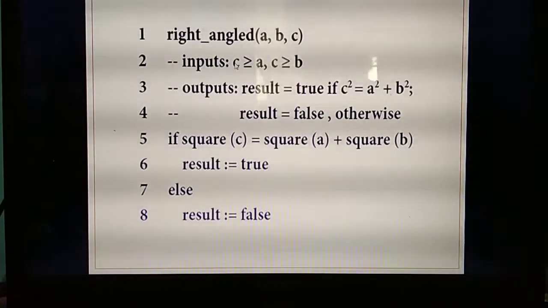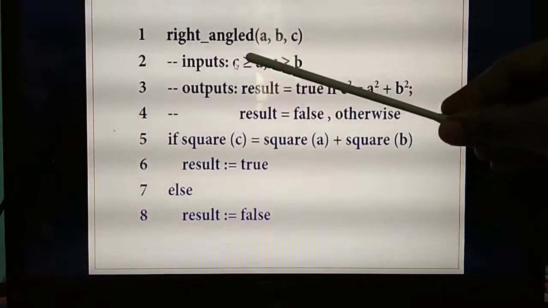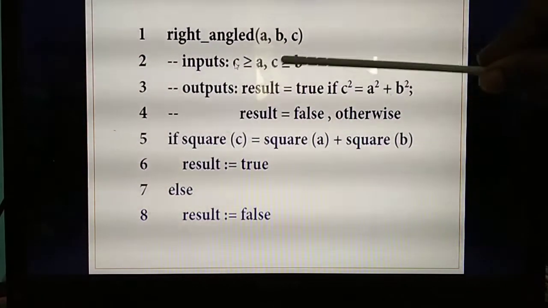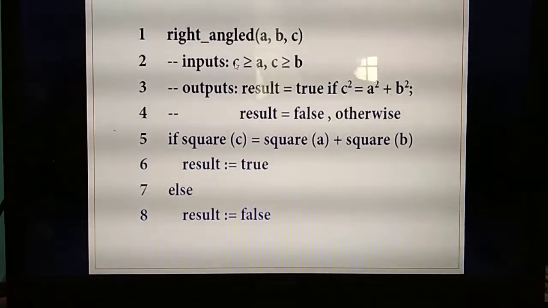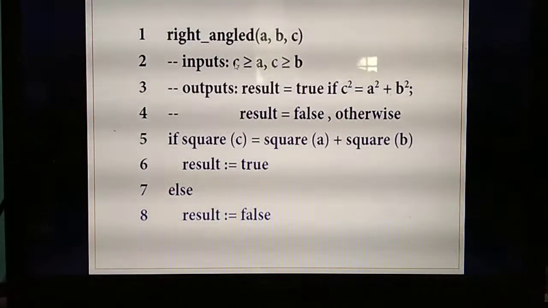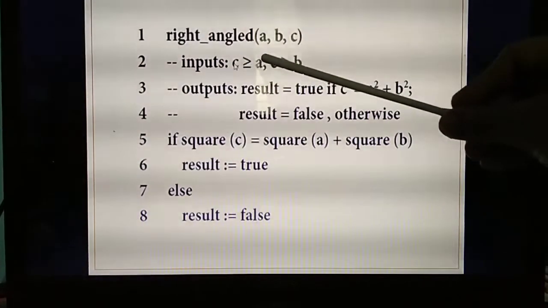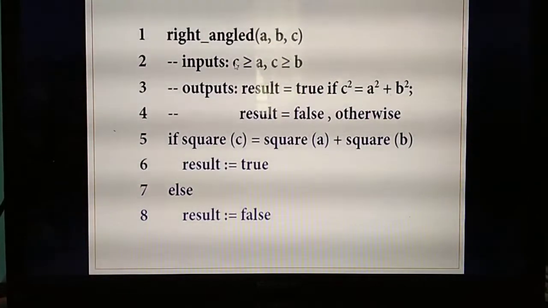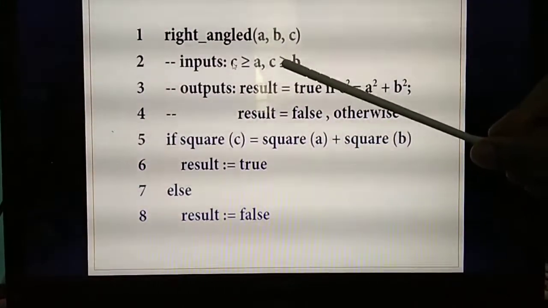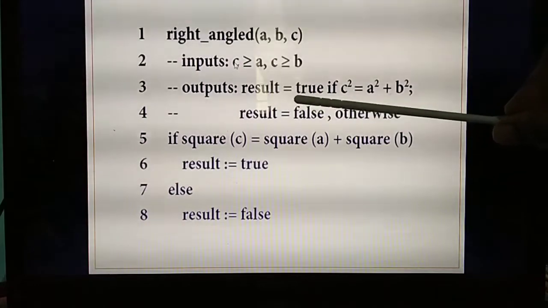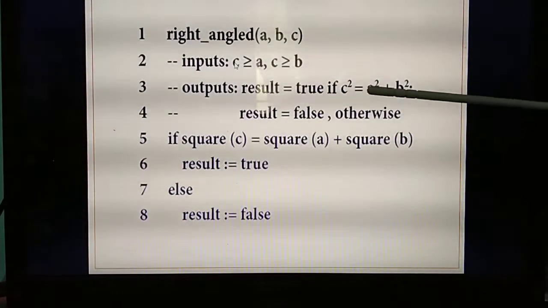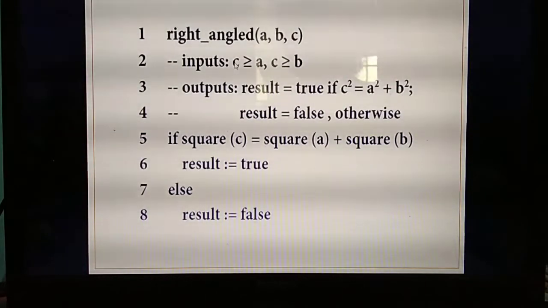So, which is the longest side here? c. The condition you are giving is c greater than or equal to a. c must be greater than the value of a and b. Always the value c needs to be greater than a and b. Then, if c is greater than a and b, what's the formula you need to calculate? Output equals, if the result is true, c square equals a square plus b square.